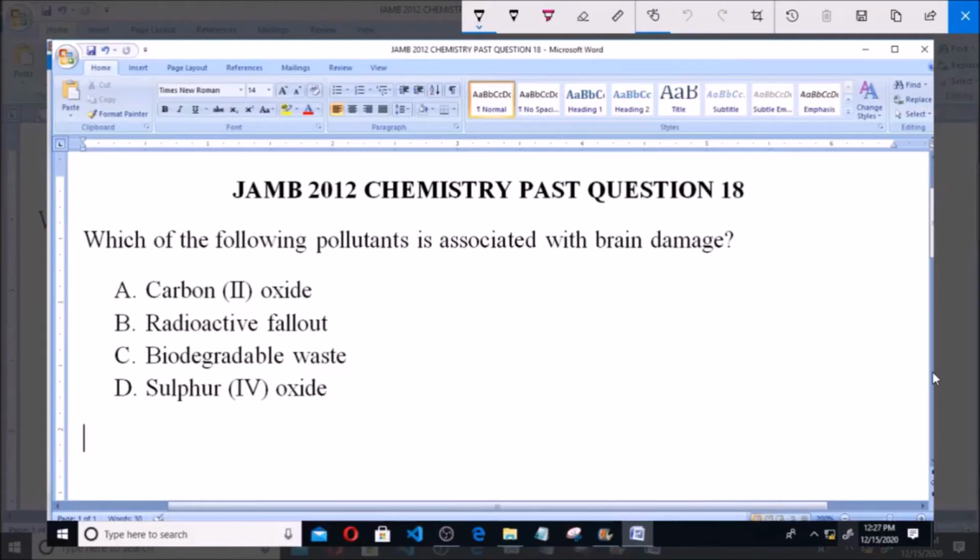Good day and welcome. I'll be answering JAMB 2012 chemistry past question 18. Which of the following pollutants is associated with brain damage? Now, a pollutant simply refers to those harmful substances that cause pollution. Substances that cause pollution are referred to as pollutants. Now, the question is asking us for the pollutant that results in brain damage.